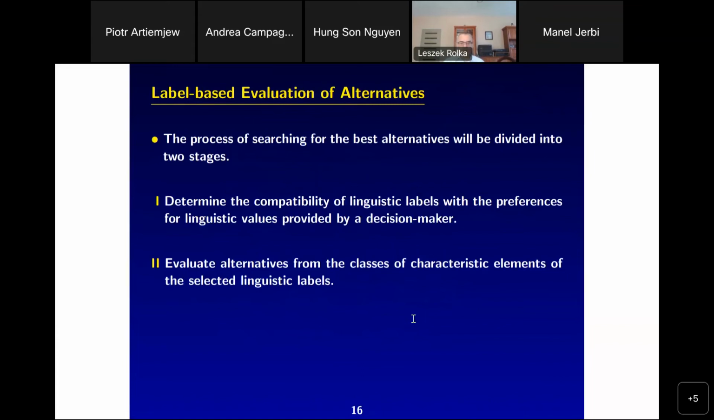Label-based evaluation of alternatives will be divided into 2 stages in our approach. First, at the first stage, we must determine the compatibility of linguistic labels with the preferences for the linguistic values that were given by a decision maker. This way, we can select the best promising linguistic labels which have the alternatives which can be then selected as the final solution. At the second stage, we evaluate single alternatives which are characteristic elements of the best linguistic labels selected at the first stage.